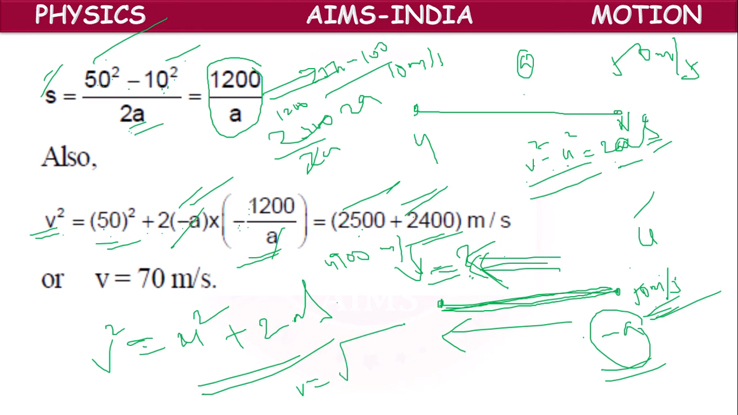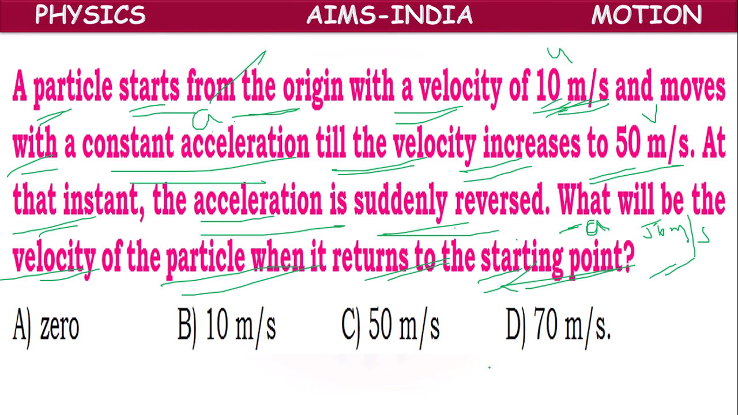So v equals root of 4900, or root of 49 into 100. Root of 49 is 7, root of 100 is 10. 7 into 10 is 70 meter per second. So the answer, children, is option D, which is correct: 70 meter per second.